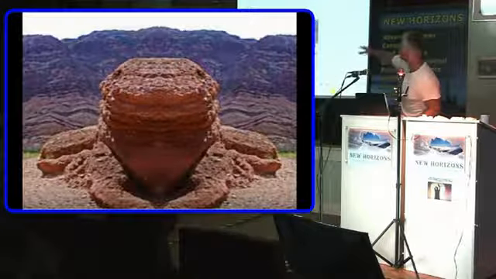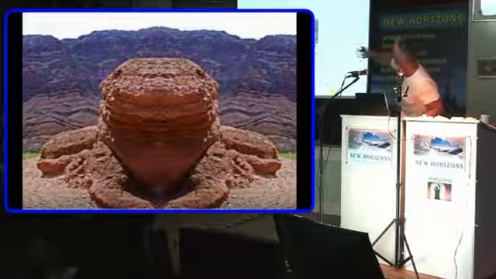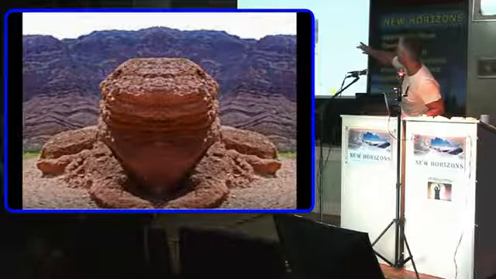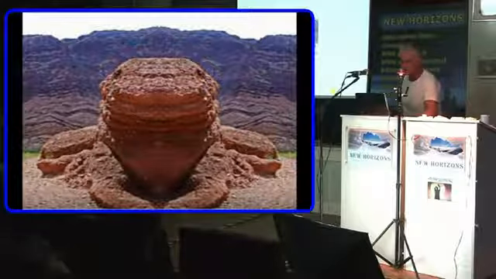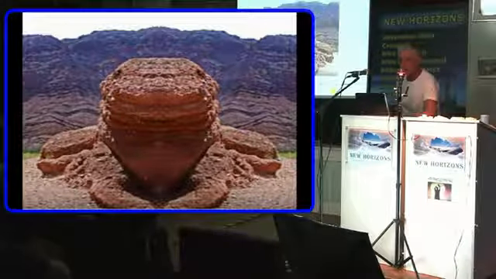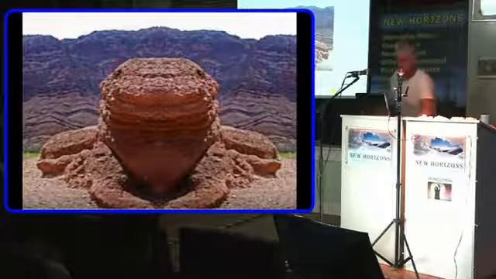What do you see? Do you think erosion would cause this perfectly symmetrical creature? Do you want me to make these bigger? Yeah, please. All right. It's got two eyes, mouth, legs.